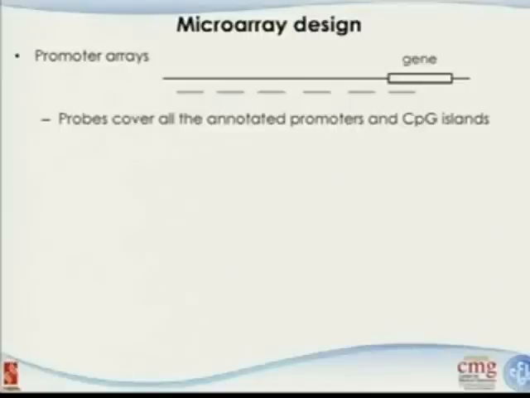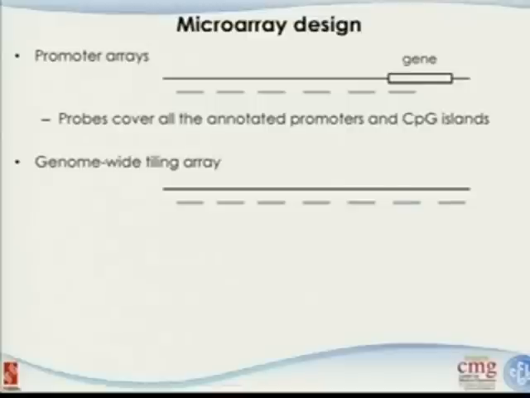And in terms of the array, the design generally has two different types. The first one is the so-called promoter arrays. Okay? So what happens is you have the gene, and this is the upstream region of a couple of thousand base pairs. And you design probes to target these annotated promoters or CpG islands. Okay? And there are a couple of platforms you can use, such as Affymetrix, NimbleGen, and Agilent. They all have their own platforms for designing these promoter arrays. Okay.